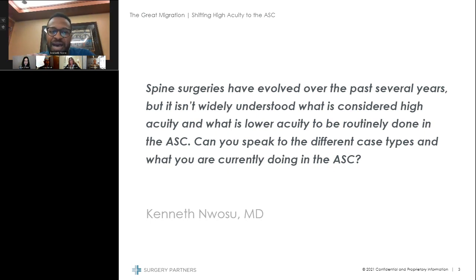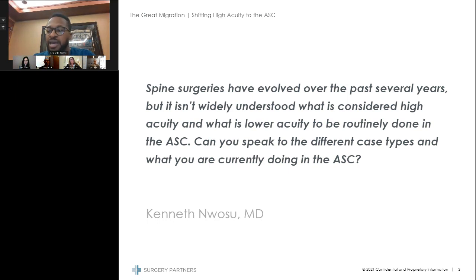The idea of high acuity and low acuity, the lines between them have been blurred by market players with competing interests. However, there are many studies that indicate what cases can be done in the ambulatory surgery setting versus not. From the standpoint of the different cases I do in the ambulatory surgery setting, I'm able to do most of my cases in the ASC: decompressions, fusions of the neck and the low spine and the lumbar spine.